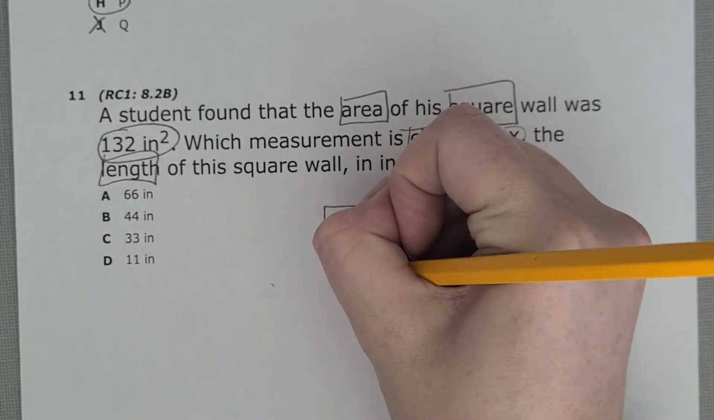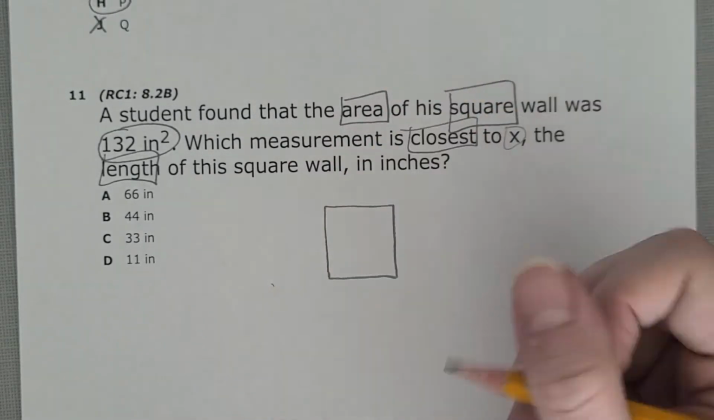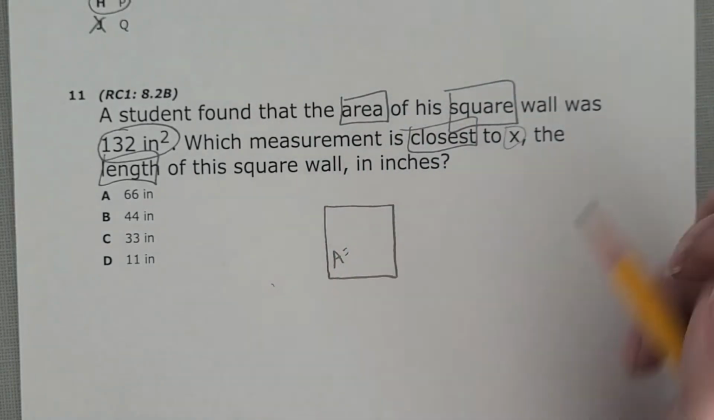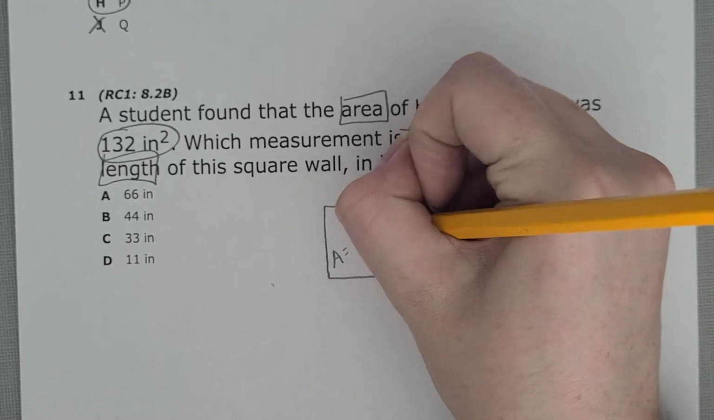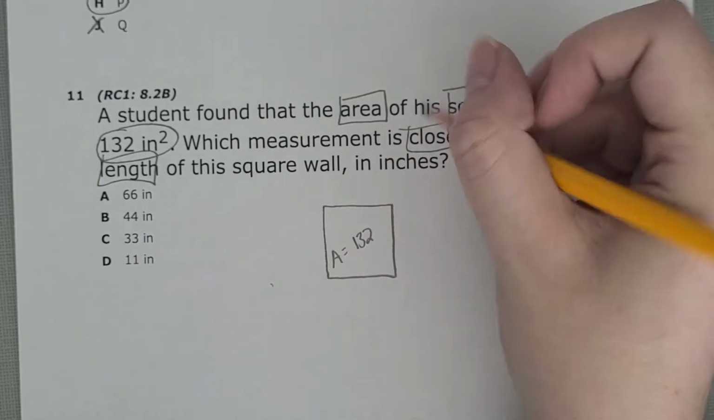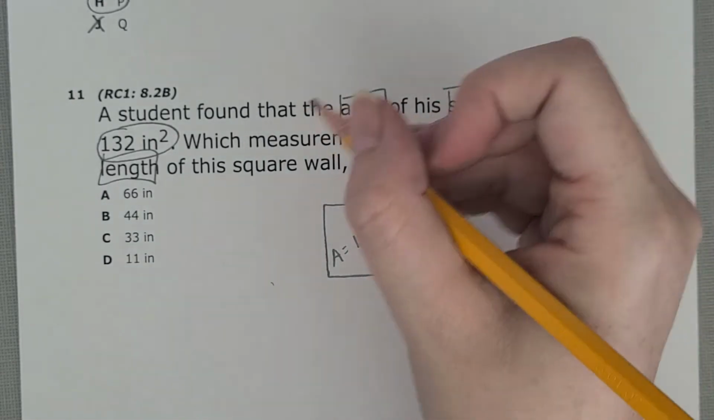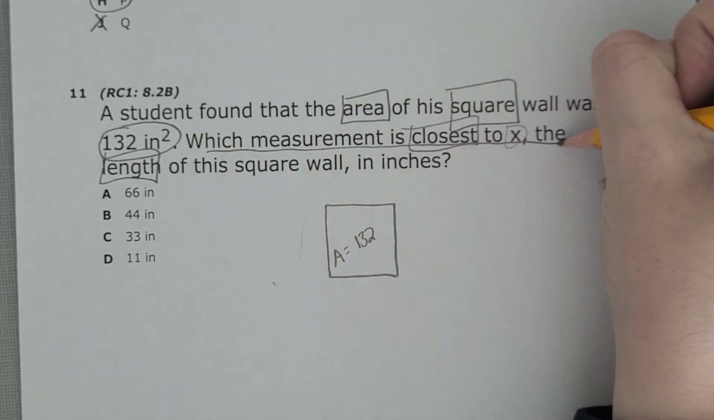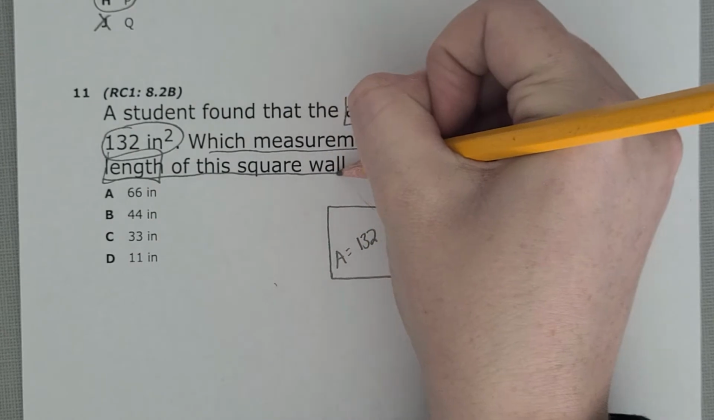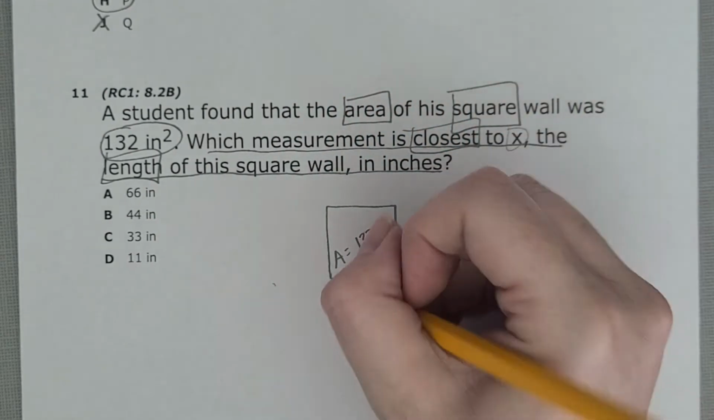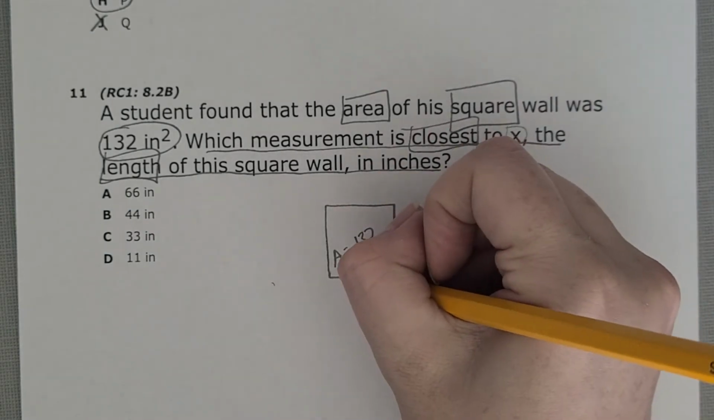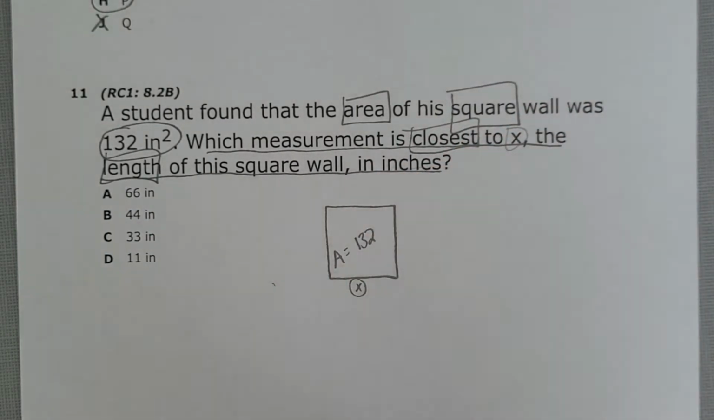Okay, to help visualize this, if I have a square wall and I found the area, that's the whole inside, right, was 132 inches squared. And I'm going to look for which measurement is closest to x, the length of this square wall in inches. So we're looking for what is x, the length of the wall.